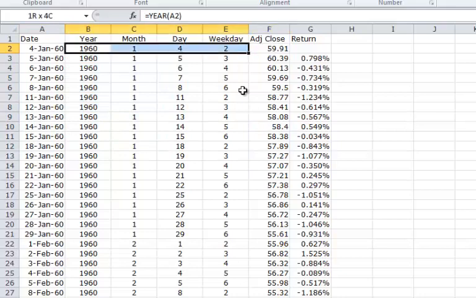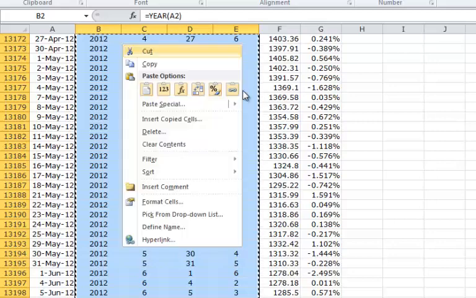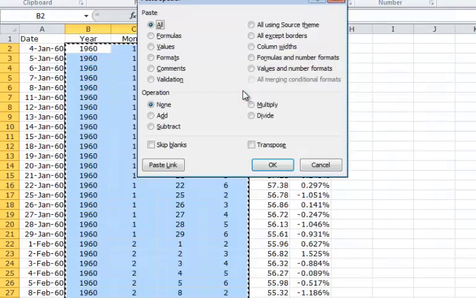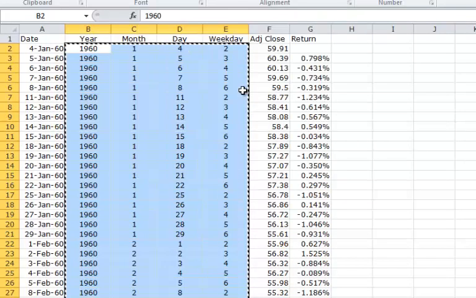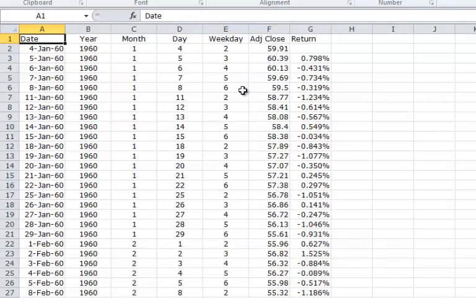So I'm going to highlight all of that data. I'm going to copy it, and then I'm going to paste special values. So right click, paste special, and values. That replaces all the formulas with the simple numbers, and that's going to prevent us from running into some problems later on.